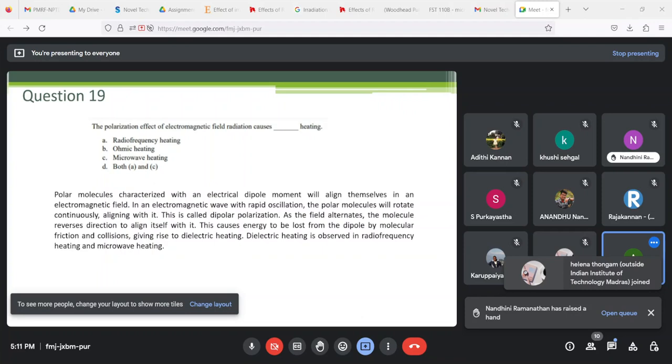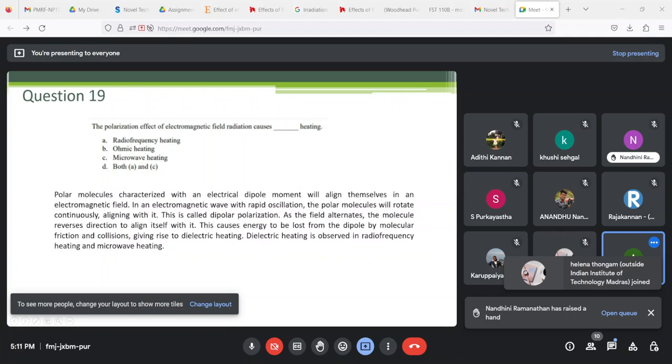Because the polar molecules are continuously changing, this causes molecular friction, and this results in heating. This is known as dielectric heating, where your molecules continuously reverse direction to align with the electromagnetic field. The polar molecules, characterized by an electrical dipole moment, will align themselves in the field. Since the wave is in rapid oscillation, the polar molecules will rotate continuously, trying to align with it.